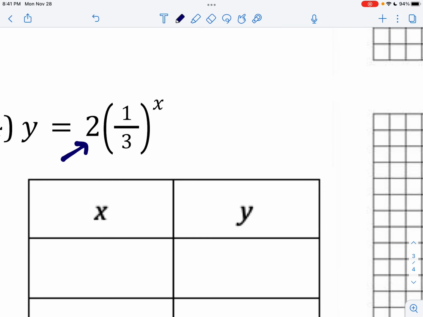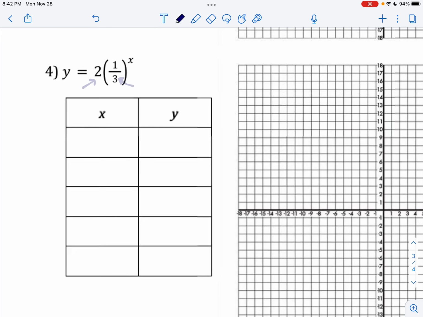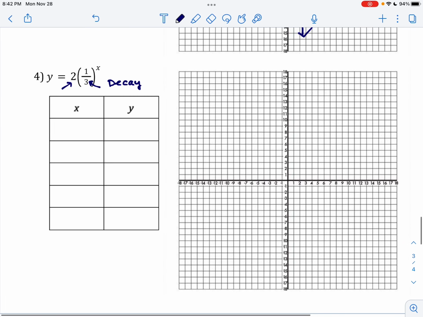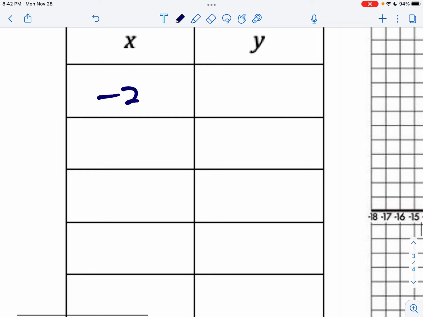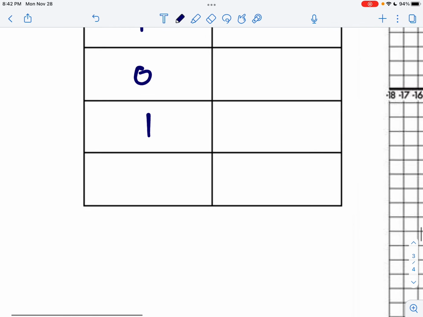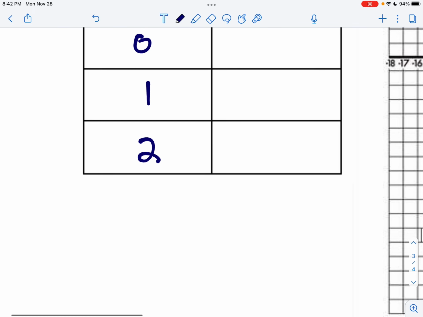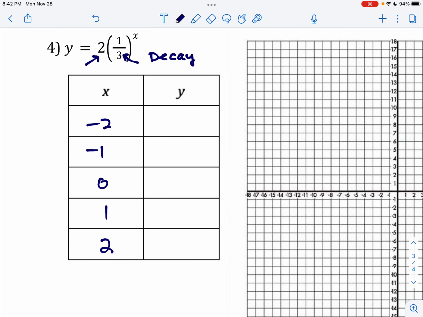Two is my y-intercept. 1/3 is my growth factor, and since it is a fraction, I know that this is going to be decay. So my graph is going to decrease rapidly. My numbers, -2, -1, 0, 1, and 2. And I'm going to give you the numbers just for time's sake. -2 is 18, -1 is 6. This goes to 2. This is 2/3, and this is 2/9.